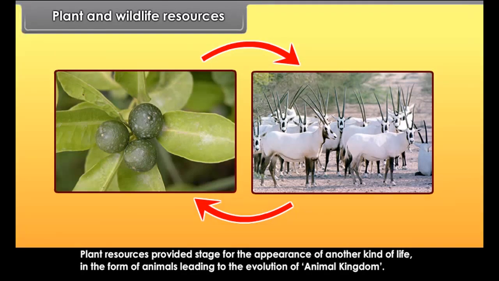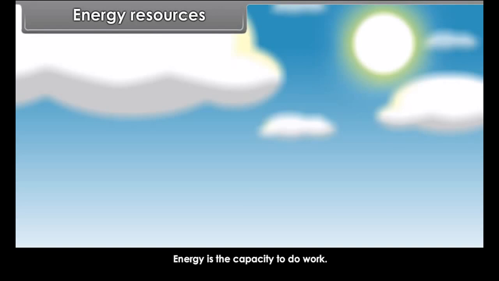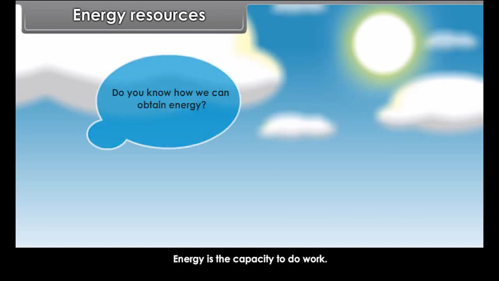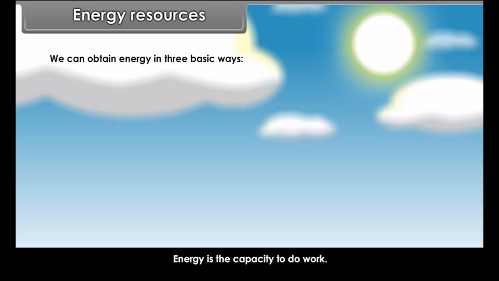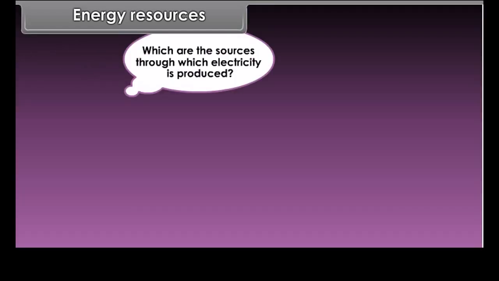How does plant resource become the backbone of our natural resources? Plant kingdom obtains energy from the sun. It provides energy to animal kingdom in the form of food. Thus, plant kingdom, in other words the flora, became the backbone of our natural resources. Plant resources provided stage for the appearance of another kind of life in the form of animals, leading to the evolution of animal kingdom. Plants, flora and animals, fauna are complementary to each other. Without considering one, the existence of another is meaningless.